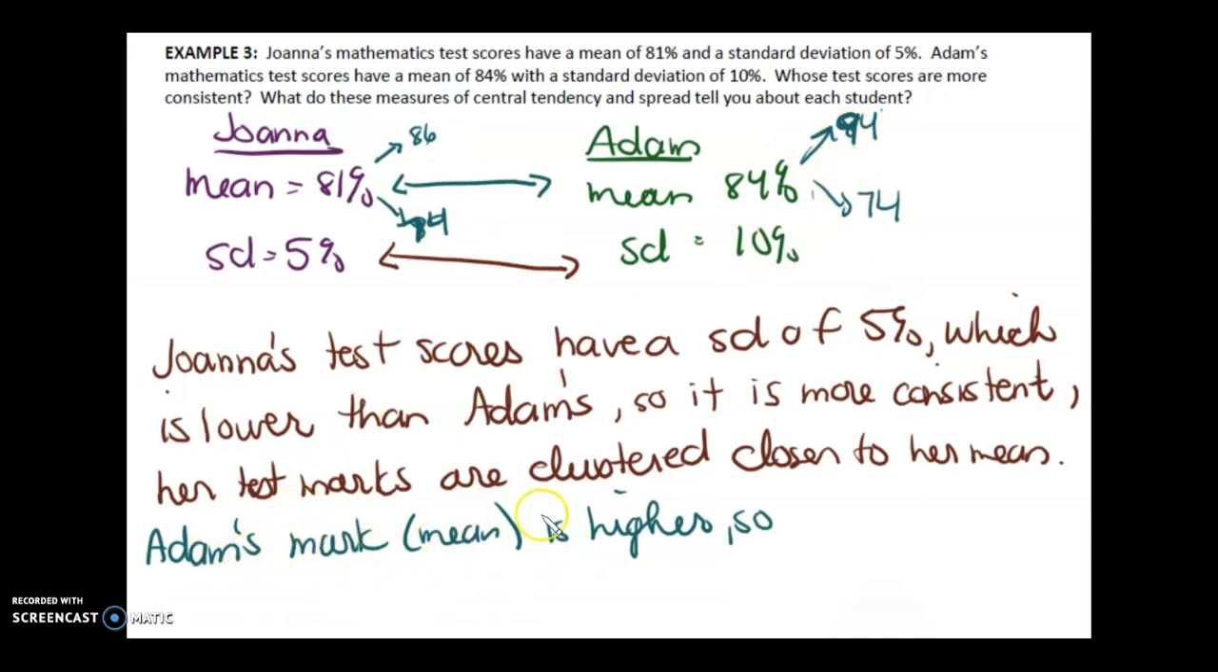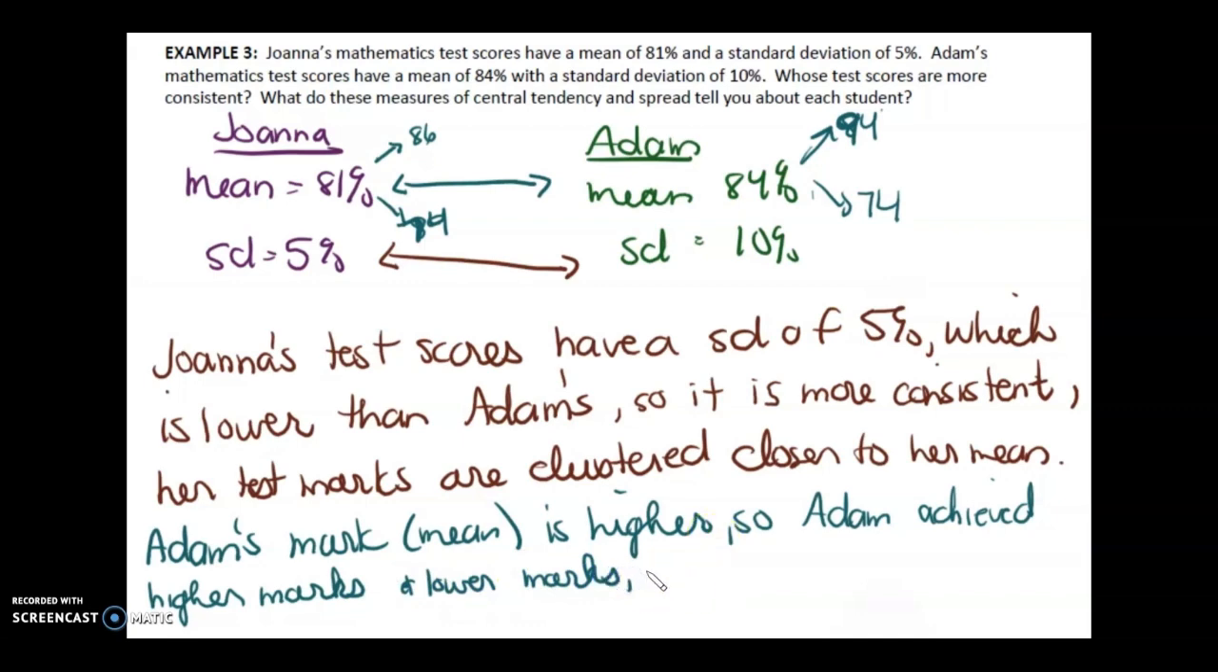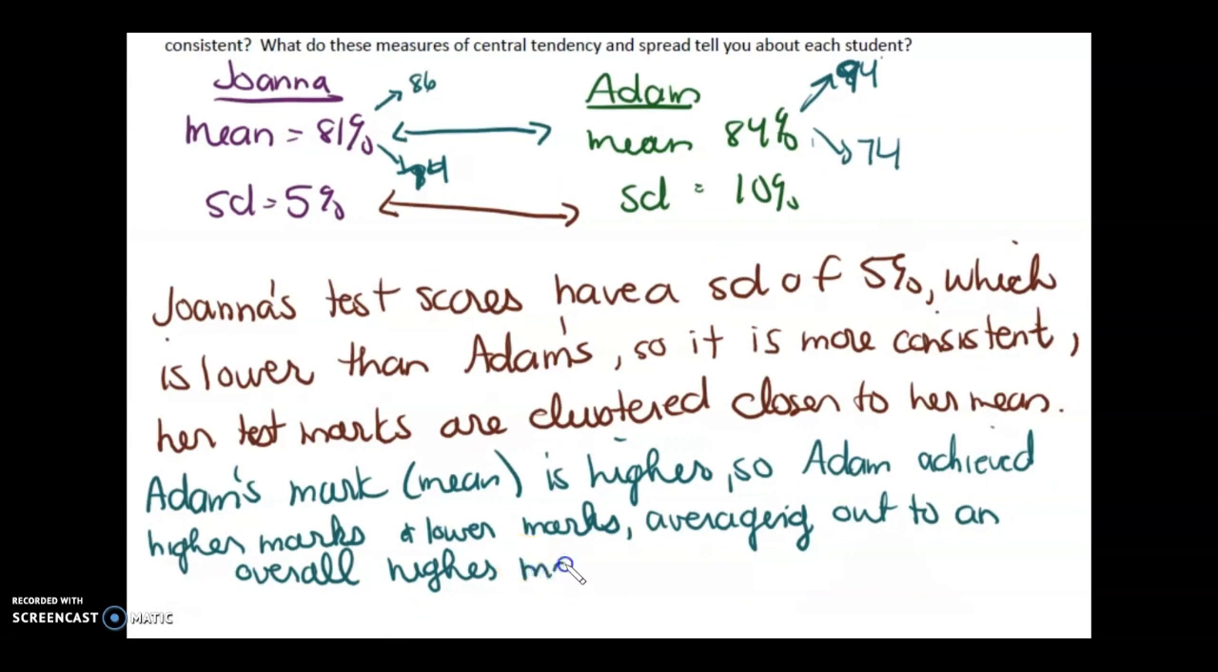So Adam's mark, which is the mean, is higher. So Adam clearly achieved higher marks when they were high and lower marks when they were low. Higher marks and lower marks, but at the end, they averaged out to an overall higher mark, if we're comparing whose mark is higher than Joanna's.